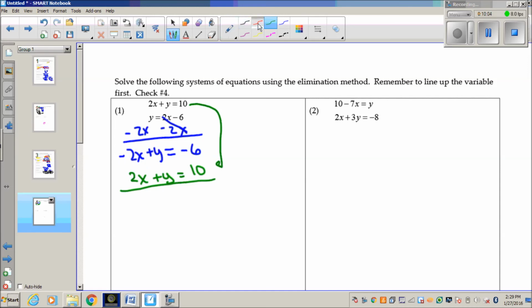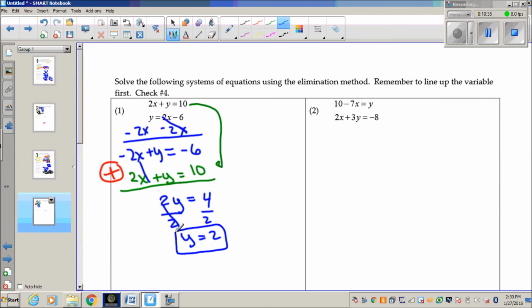Here, I'm ready to just add the equations together, because when I add these equations together, the x's are going to cancel, and I'm going to get y plus y is 2y equals negative 6 plus 10, which is equal to 4. So now, to finish solving, all I have to do is divide by 2. Y equals 2.